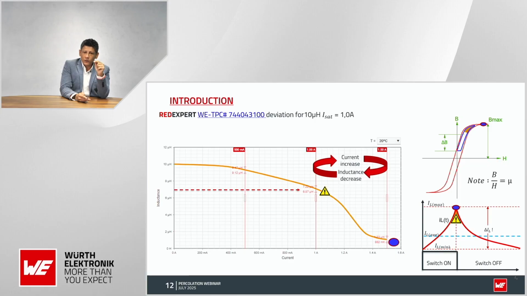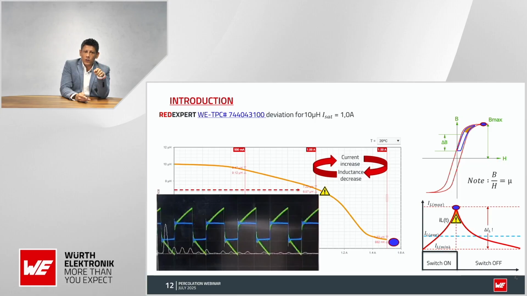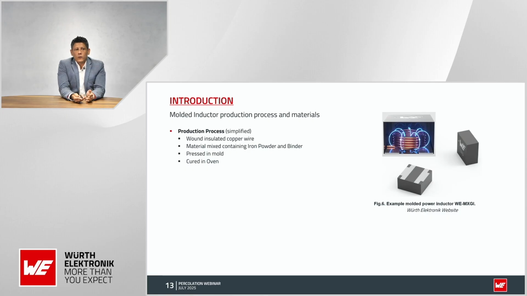But let us keep with the difference between the green color ripple current and the peak that we are seeing due to saturation. So at the end, we want to emphasize that this is not really a problem regarding the molded inductor, the interaction of the particles, and they get saturated or something like that. What is then the reason behind? For that, I would like to introduce you a little about the construction of the molded power inductors.